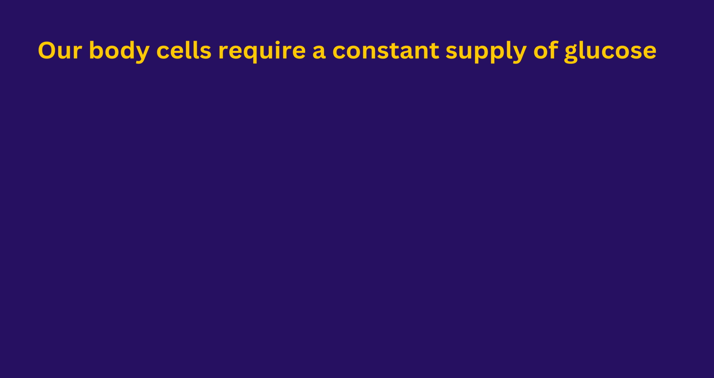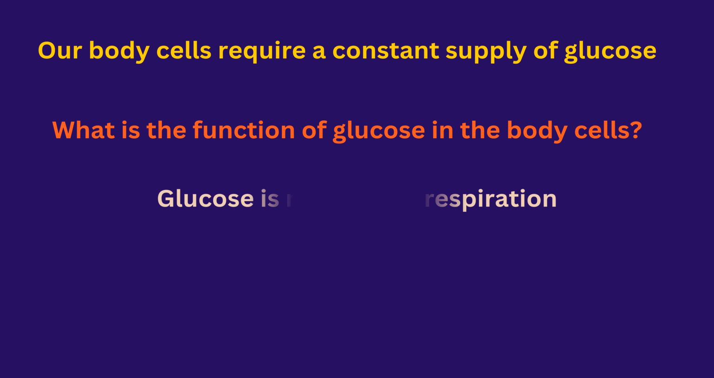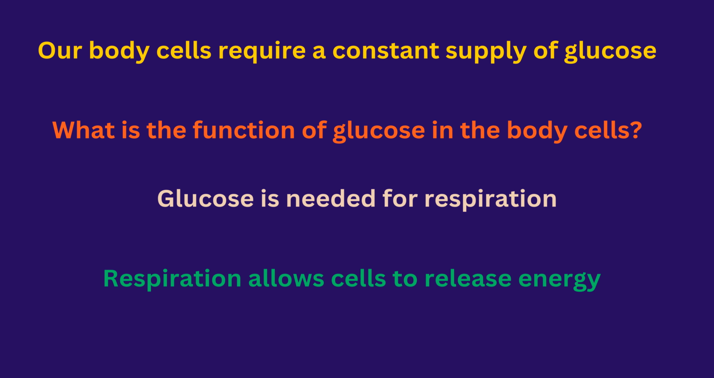Our body cells require a constant supply of glucose. But what is this glucose needed for? The glucose is needed for respiration. Respiration allows cells to release energy. The energy is needed for things such as muscle contraction for movement, cell division, and the making of large molecules.